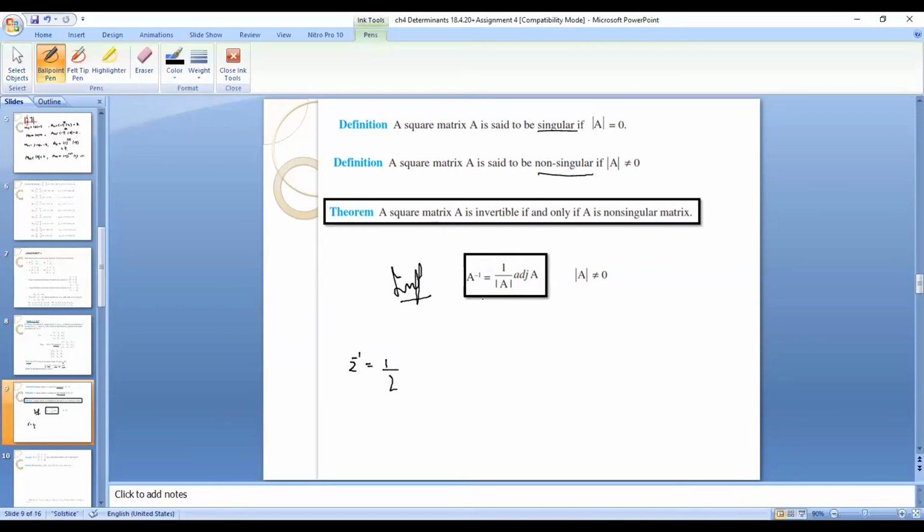But A inverse is not the reciprocal of A. A inverse is equal to adjoint A upon A determinant. The condition is A determinant should not be equal to 0, because if the denominator is 0, the term will be infinity, right? So the determinant should not be 0. This is the condition for finding A inverse. Finding A inverse is very, very important.